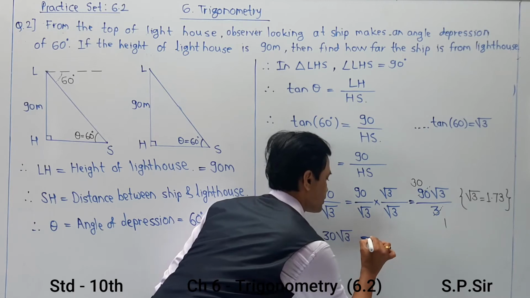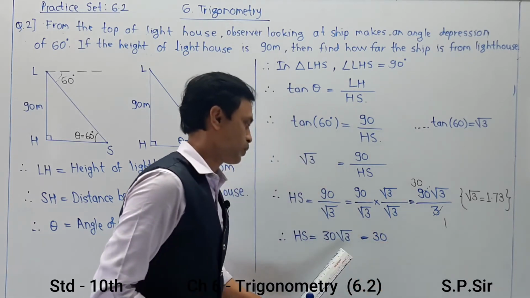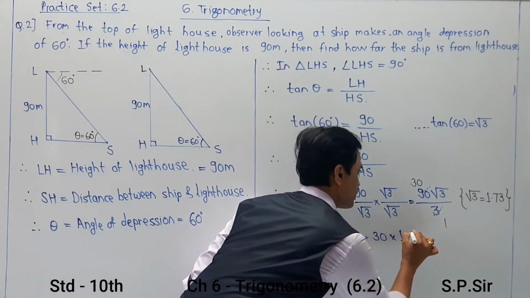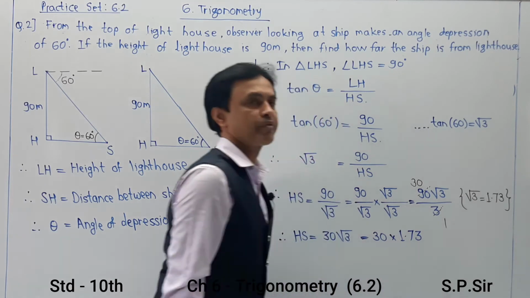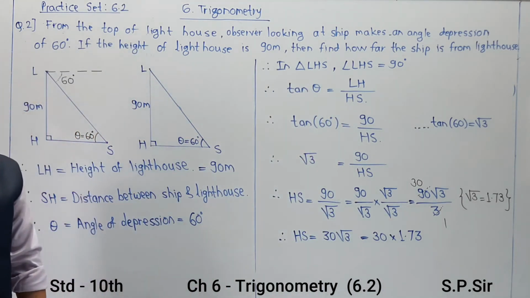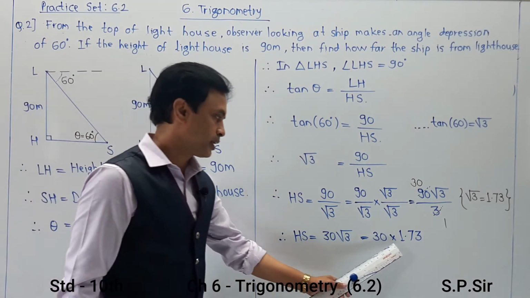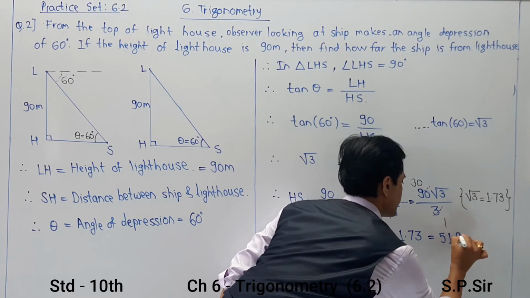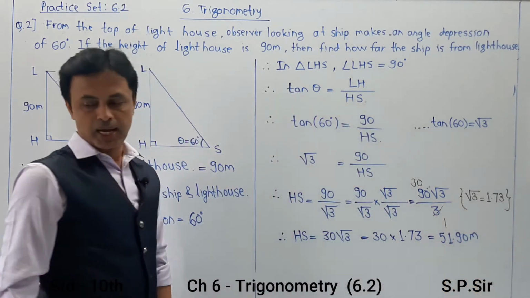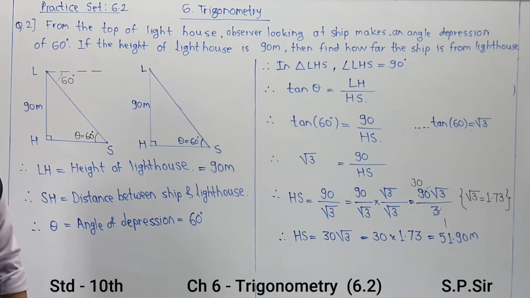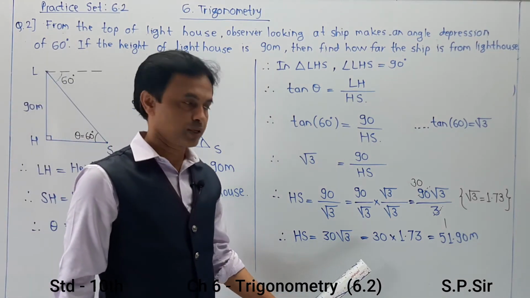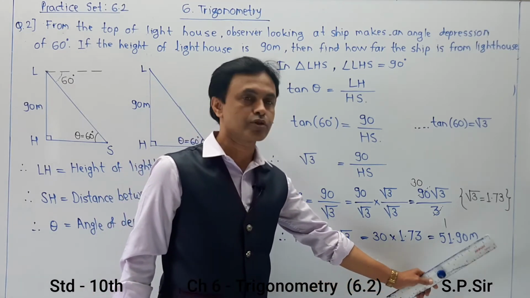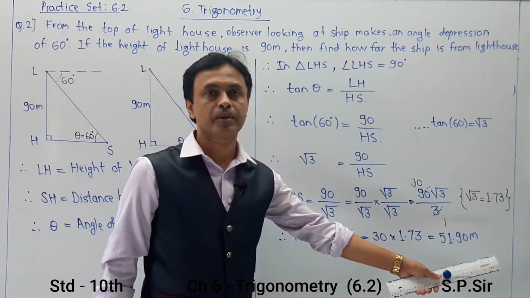So it becomes 30 into the value of root 3, that is 1.73, and finally if you do the product, 30 into 1.73 becomes 51.90 meters, and in this way you can perform your calculation. So up to 30 root 3 meter, no problem. You can write 30 into 1.73, that becomes 51.90 meter. Anyway, your entire answer will be correct.